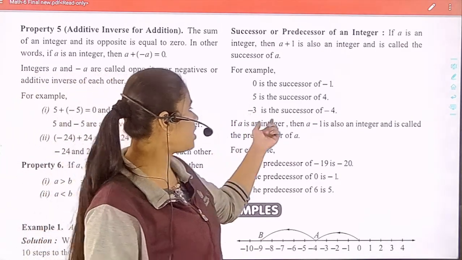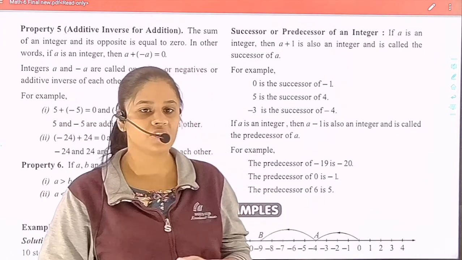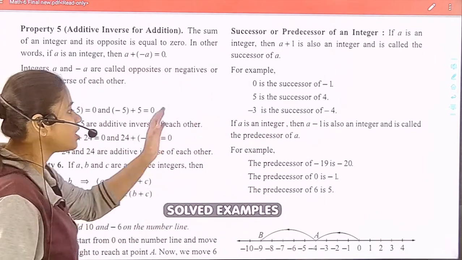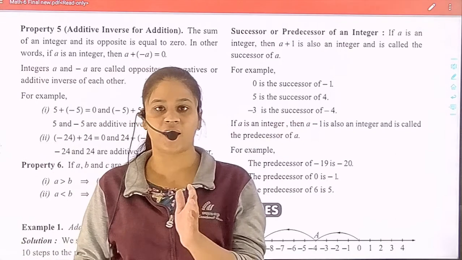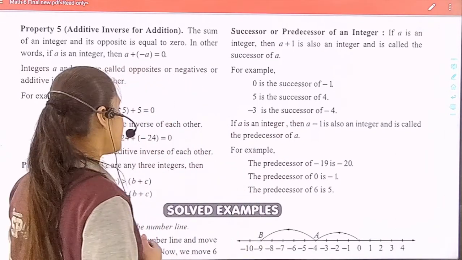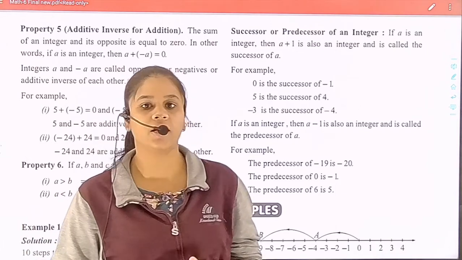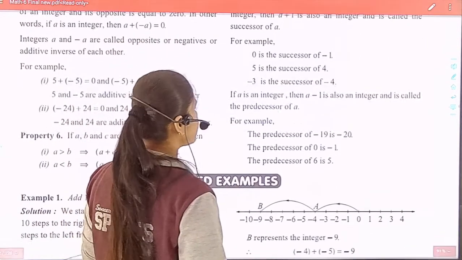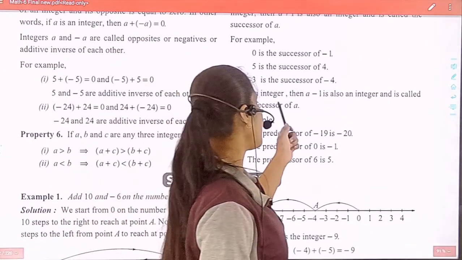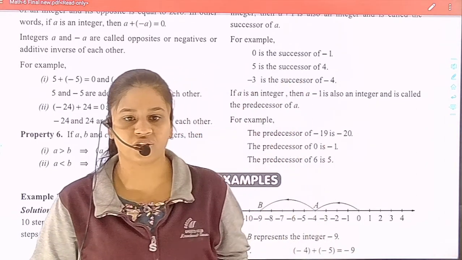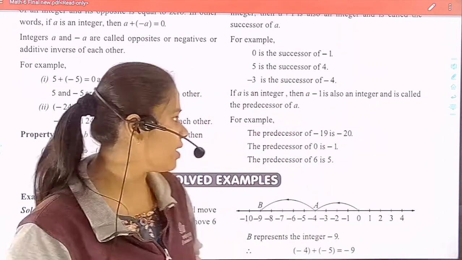-3 is the successor of -4. नेगेटिव में जितना नंबर छोटा होगा वो उतना ही बड़ा होगा. नेक्स्ट, the next one is that is predecessor of an integer. If a is an integer, then a minus 1 is also an integer. It is known as predecessor, right?